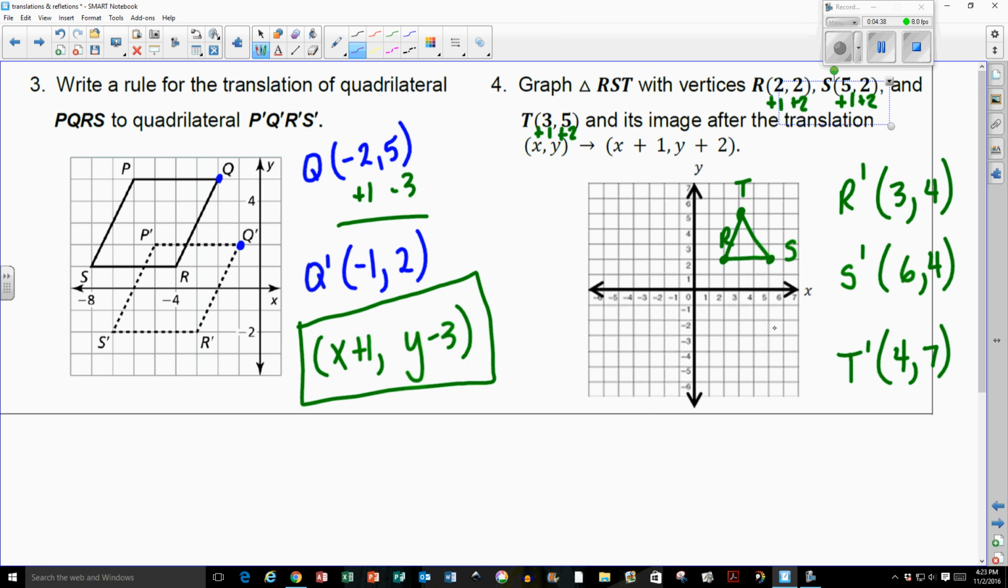So if I plot them, so 3, 1, 2, 3, 4. So there is R prime. 6, 4. So there is S prime. And 4, 7. There's T prime. So here is my new triangle translated.